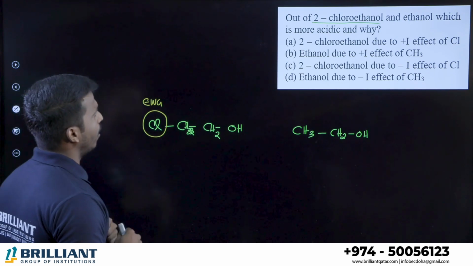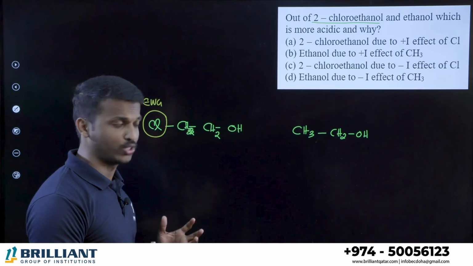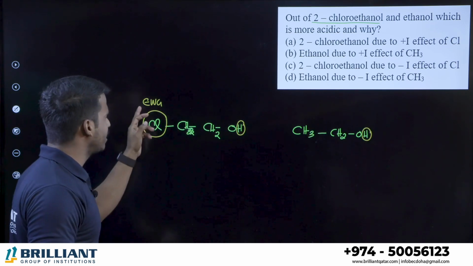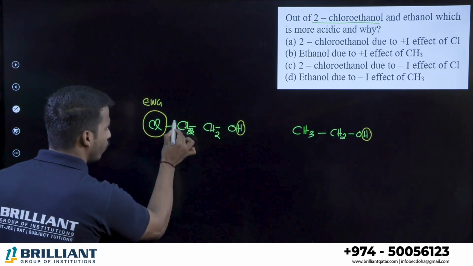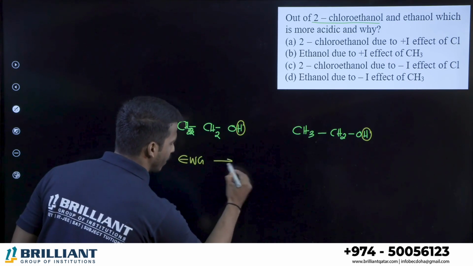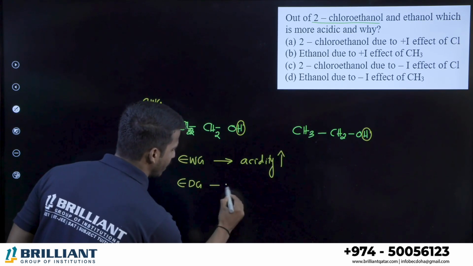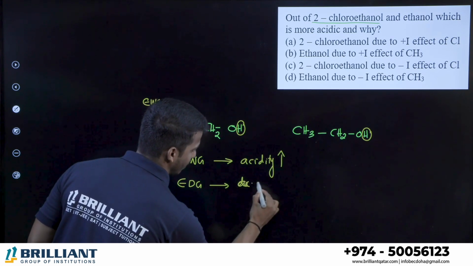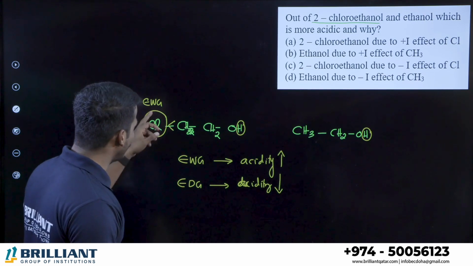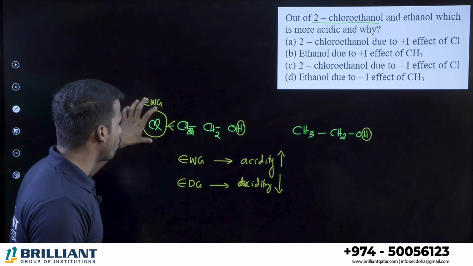Which is more acidic? Alcohols are generally acidic in nature, which means it can lose this H plus ion. So, here there is an electron withdrawing group, correct? What is the major factor affecting acidity? Electron withdrawing group, if it is there, will increase the acidity. Electron donating group, if it is there, will decrease the acidity. Okay, dear all of you. So, with the electron withdrawing group, this is more acidic. So, we can say this is more acidic in nature.